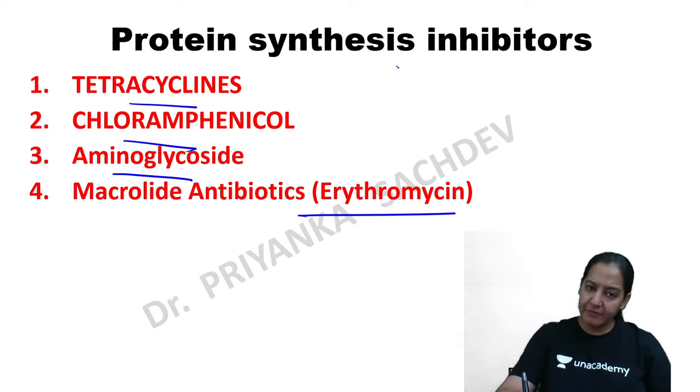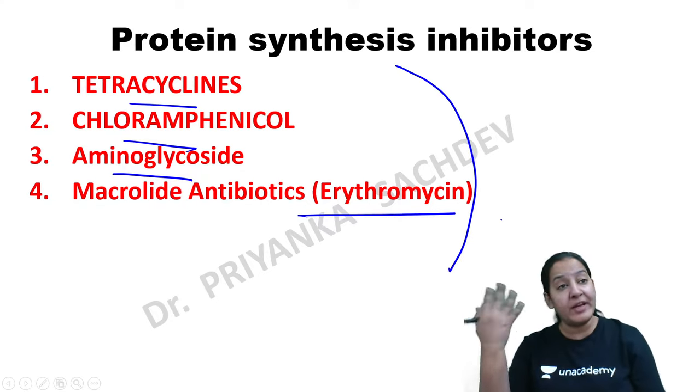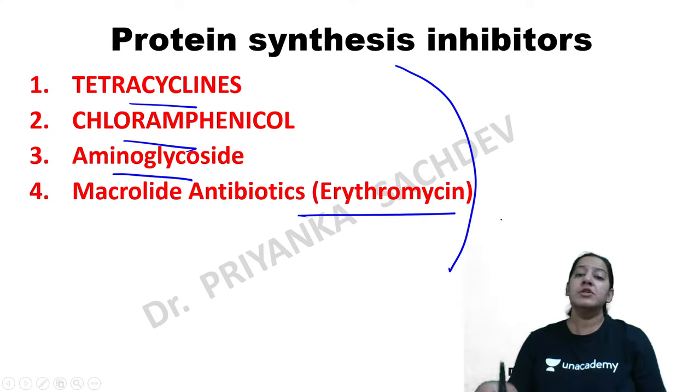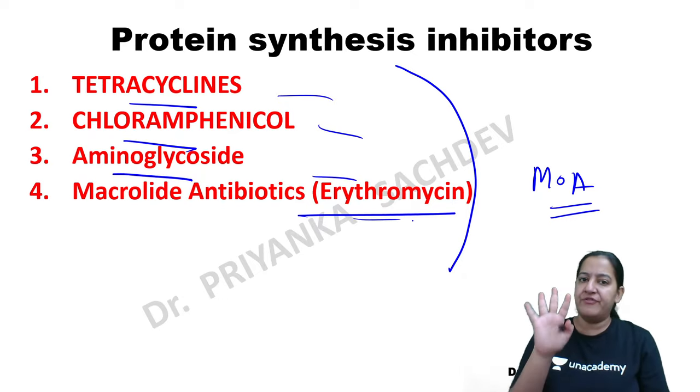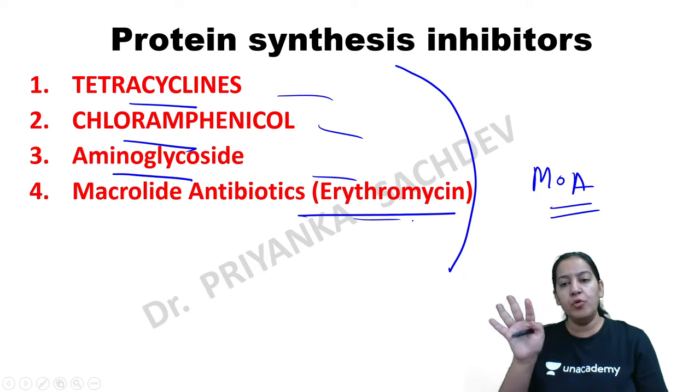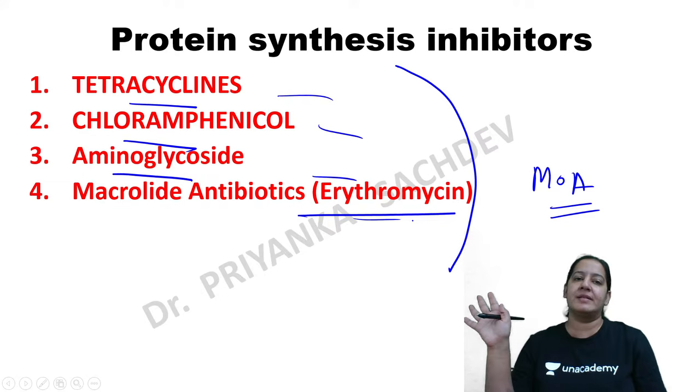Okay. So as I have told you, all of them inhibit protein synthesis inside the bacteria. To understand the mechanism of action of each of them, they all inhibit different steps, the 4 different steps in the protein synthesis. So you must be knowing all the steps in protein synthesis. So before starting the chapter, let me tell you normal protein synthesis in a bacteria.